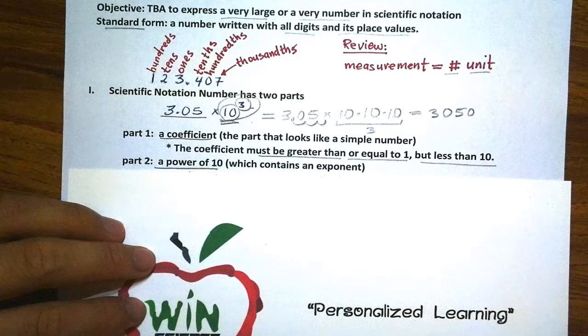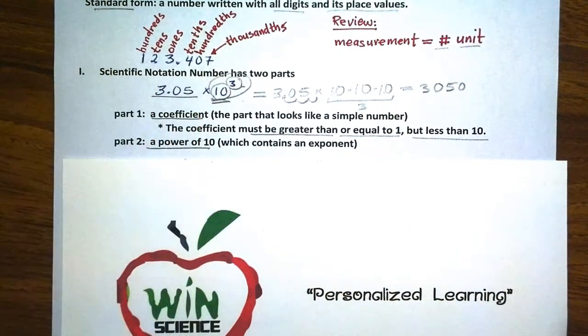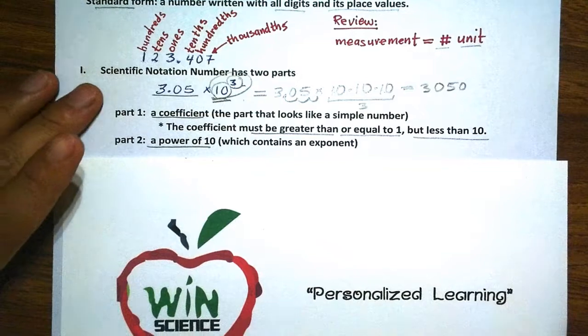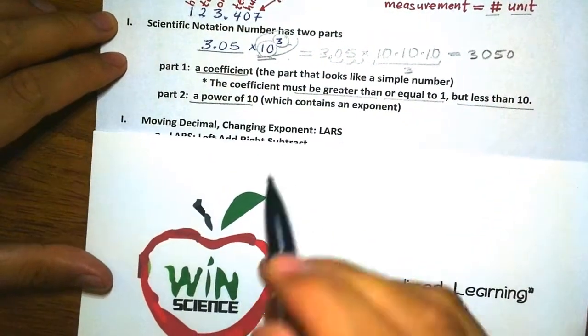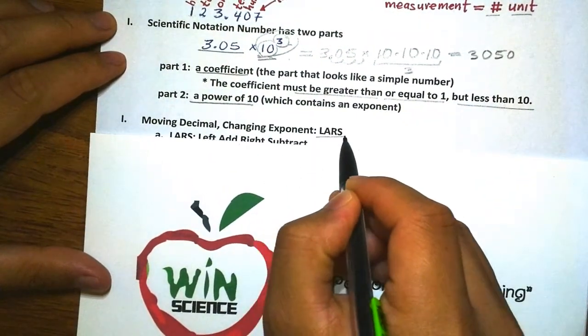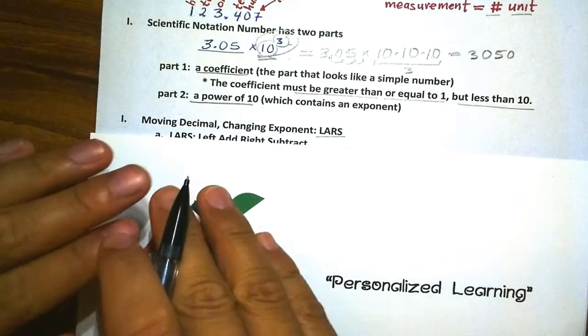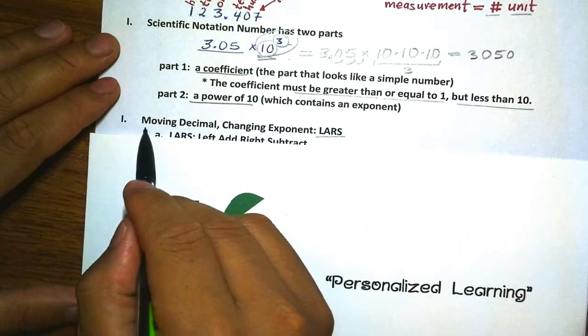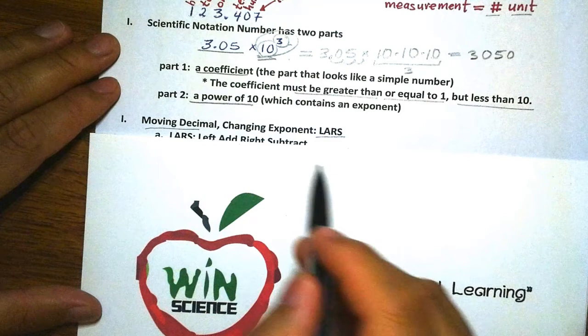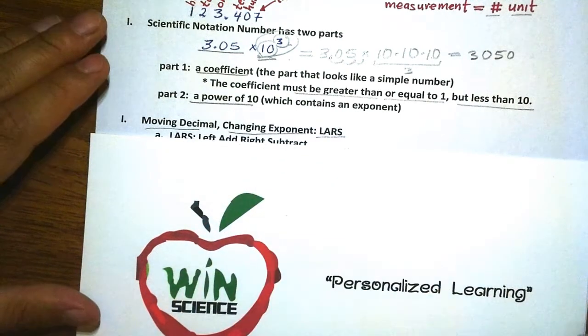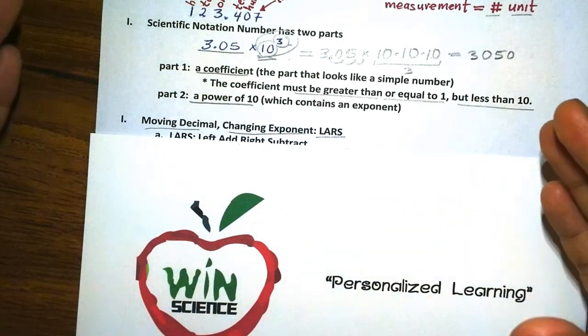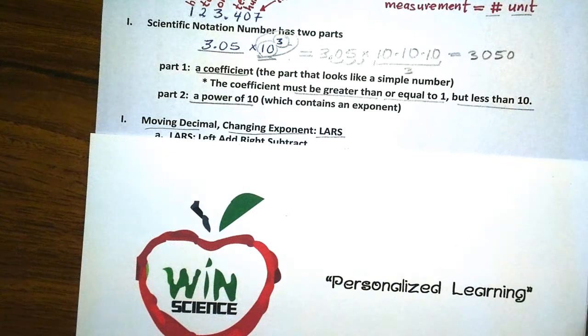Now let's look at a specific example, how we can change a standard form number to scientific notation. And it's all based on this beautiful acronym, and that acronym is LARS. It's based on the concept of moving the decimal; you have to change the exponent, because we have to keep the value of the number the same.